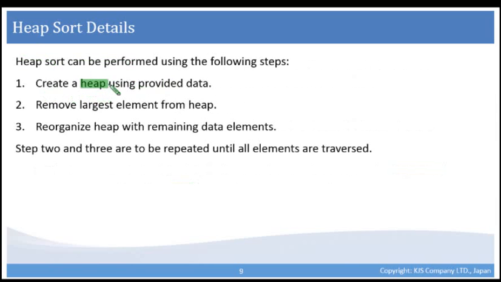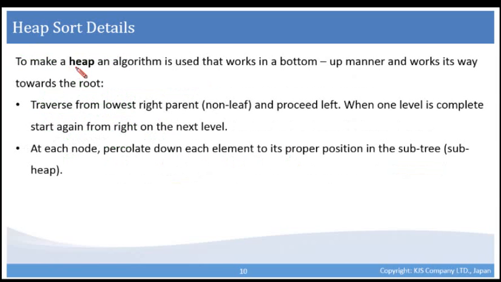Heap sort can be performed using the following steps. Firstly, create a heap using the provided data. Second, remove the largest element from the heap. Third, reorganize the heap with the remaining data elements. Steps 2 and 3 are repeated until all the elements are traversed. To make a heap, an algorithm is used that works in a bottom-up manner towards the root. First of all, traverse from the lowest right parent, non-leaf, and proceed left. When one level is complete, start again from the right on the next level. At each node, percolate down each element to its proper position in the subtree, or the subheap.